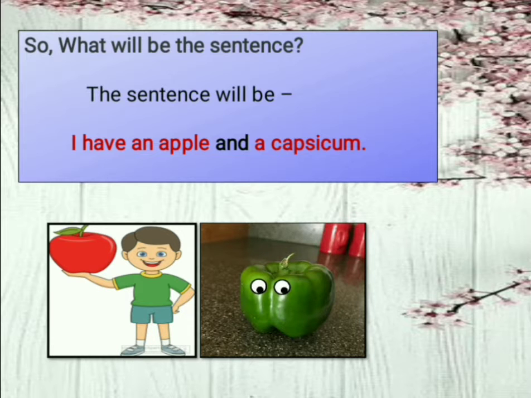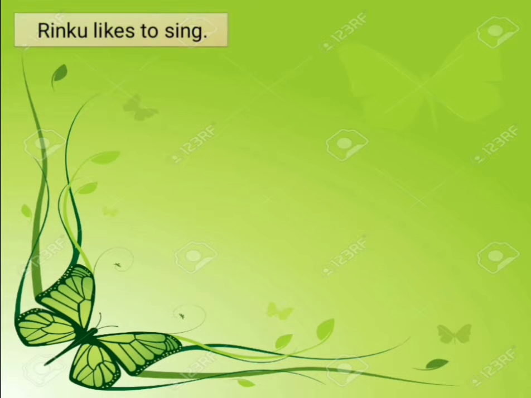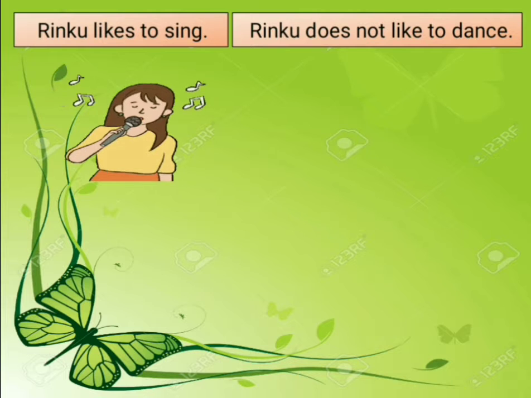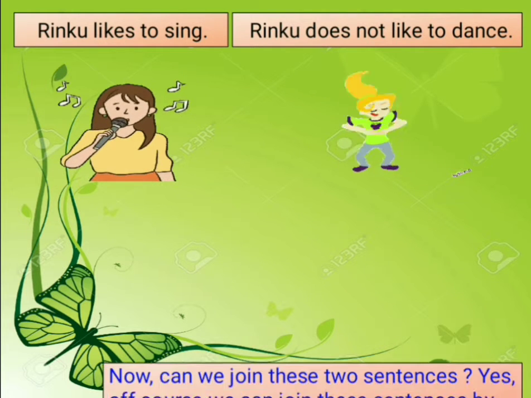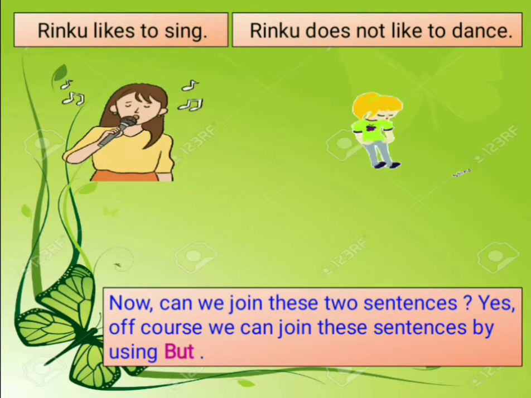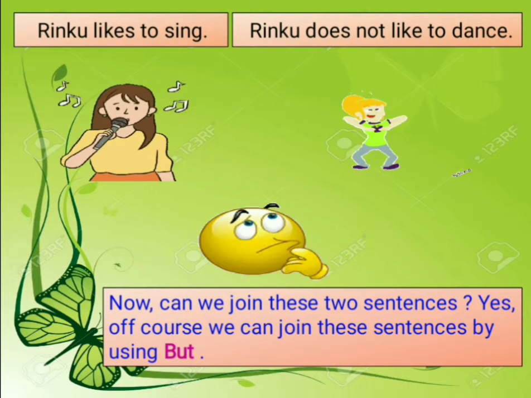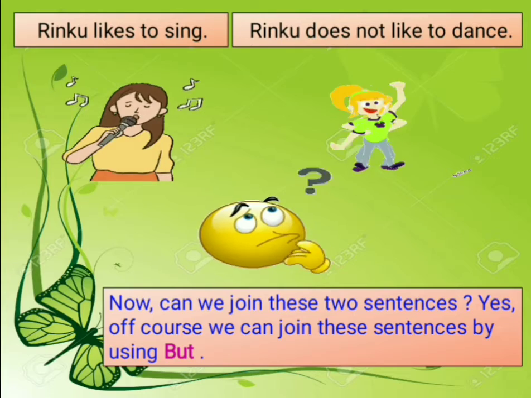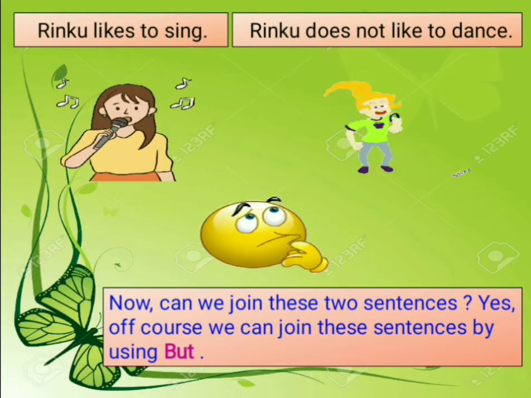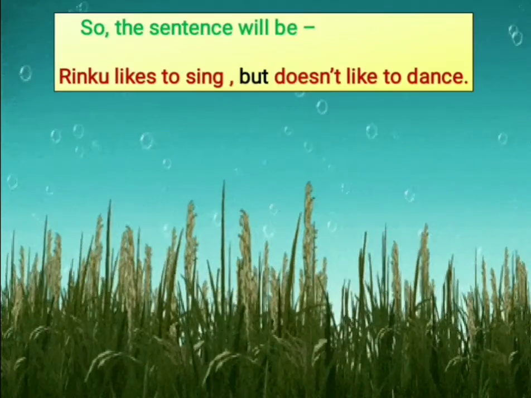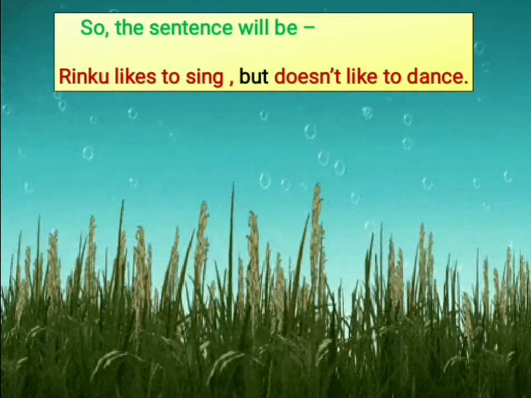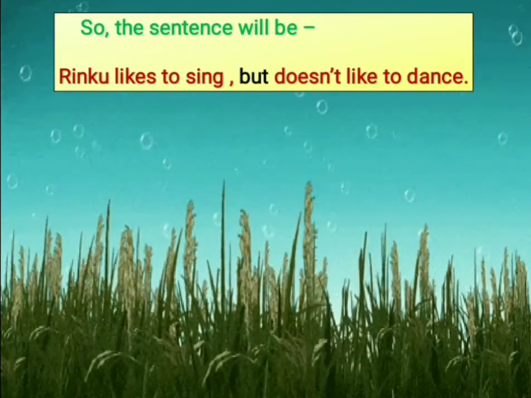Now, let us see the next sentences. Rinku likes to sing. Rinku does not like to dance. Now, can we join these two sentences? Yes, of course. We can join these sentences by using but. So, the sentence will be Rinku likes to sing but does not like to dance.